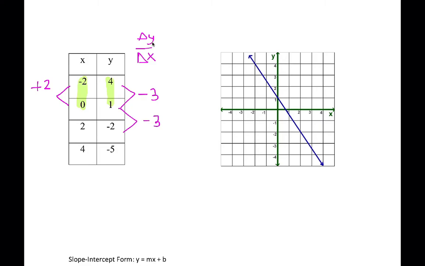So the change in y goes on top. The change in my y divided by the change in my x's, which is a positive 2. Okay, that's a fraction, negative 3/2. That's a fraction I cannot simplify, so I know that is my slope.